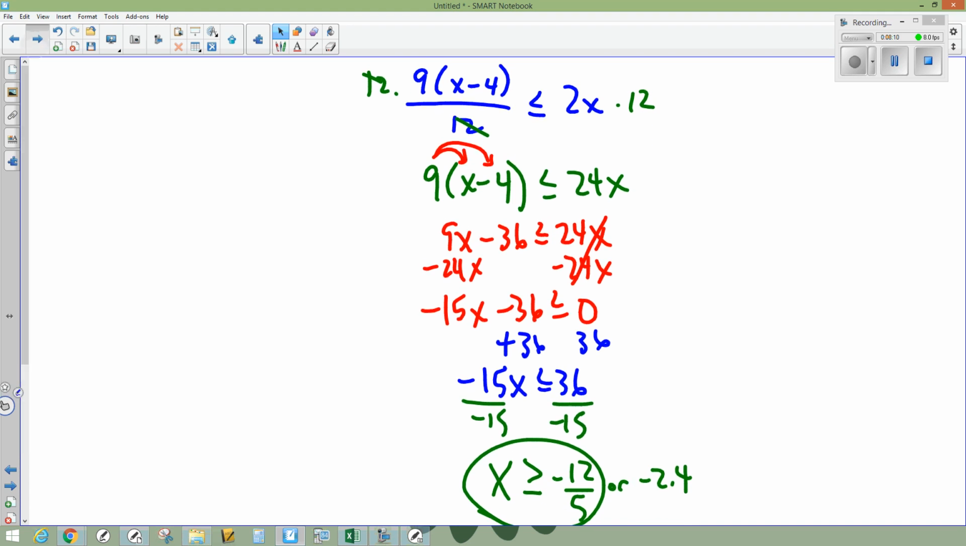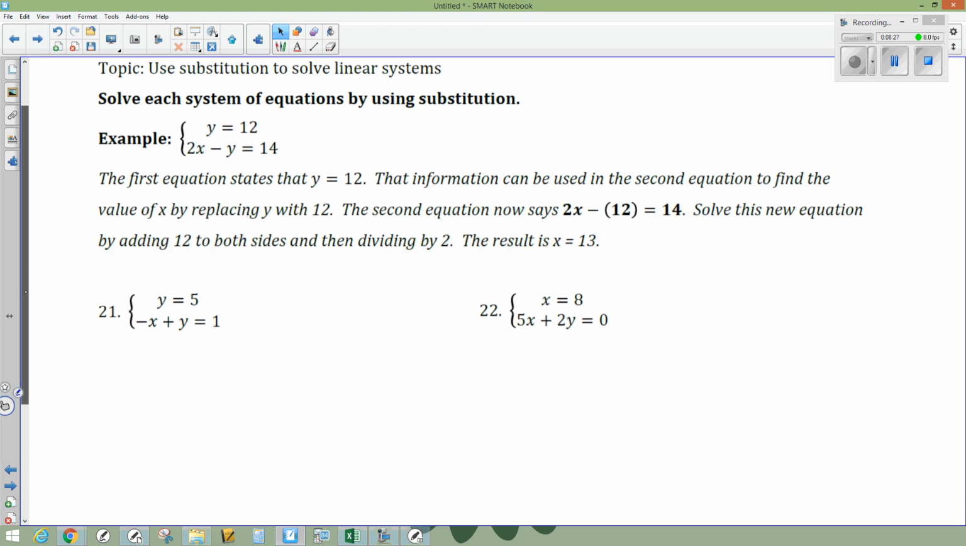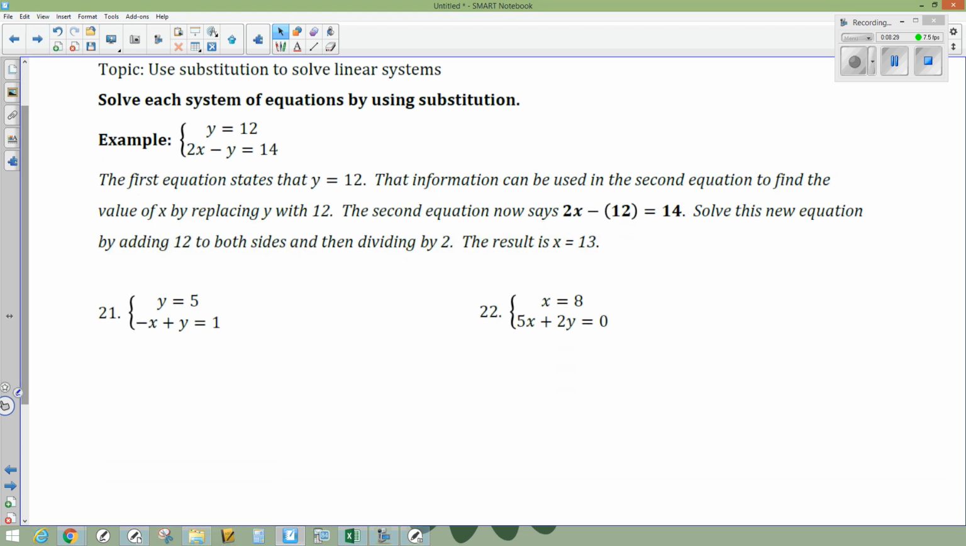Okay, the last questions that I want to go over here are these two, these systems of equations. Now this should probably be a little bit new to us. We're going to talk a lot more about systems of equations in the coming module, but to start, we'll just get a little preview of what this looks like. Our instructions here are to solve each system of equations by using substitution. So an example there: we take y equals 12 and 2x minus y equals 14.